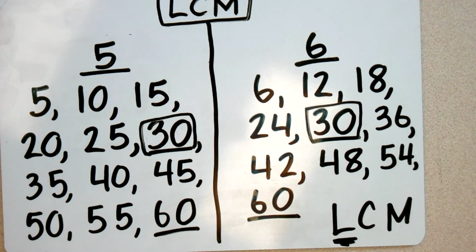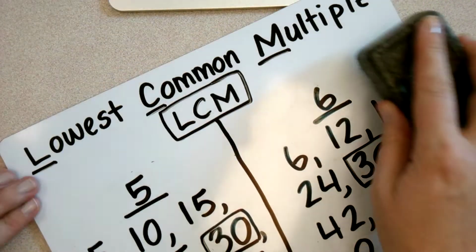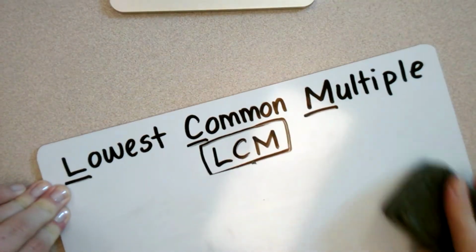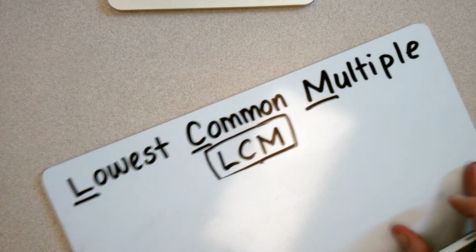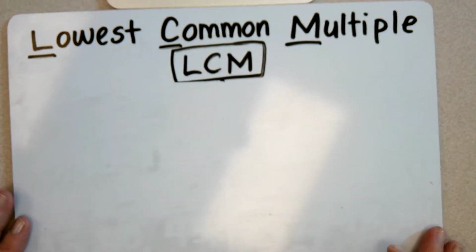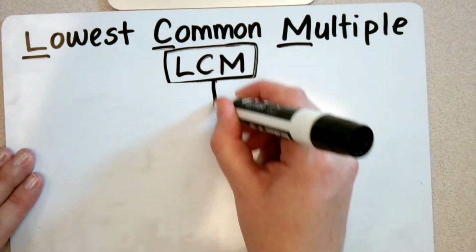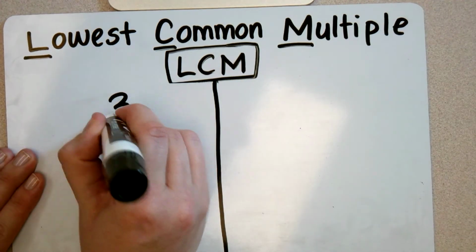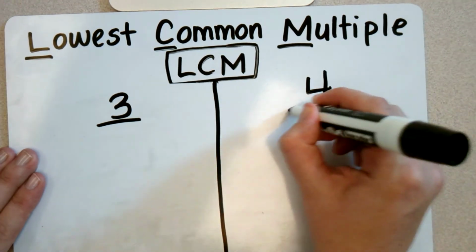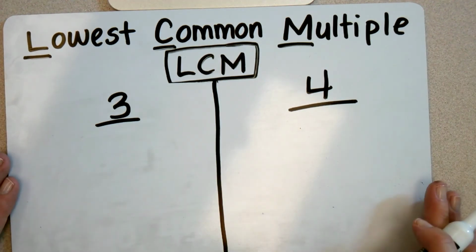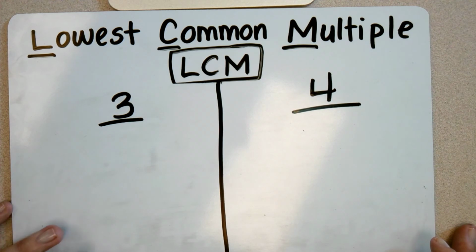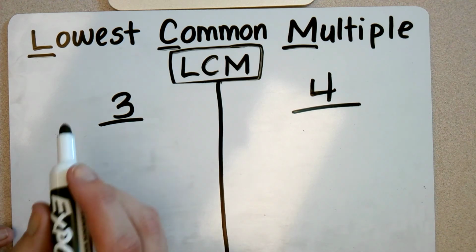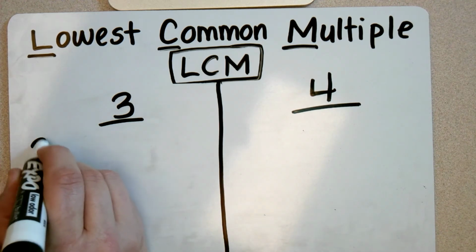Let's do one more example before you get started on your independent practice today. Let's figure out what the lowest common multiple of 3 and 4 would be. It's a good idea to use a T-chart like this for finding the lowest common multiple. It makes it very easy to organize your work and you can keep track of what multiples you're working with.